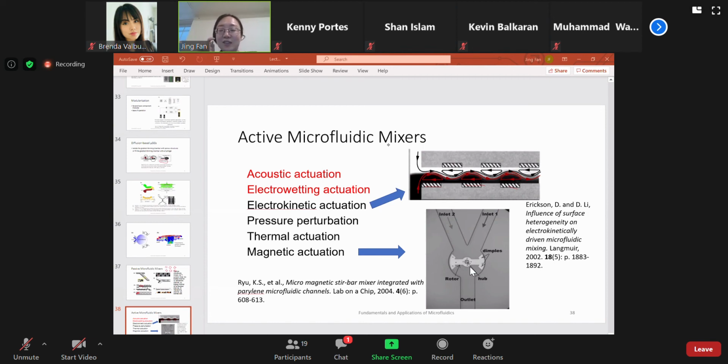And another mechanism, besides making use of natural convection, that thermal actuation uses is this: although we know that the fluid density also changes with temperature, still the amount is small, right?